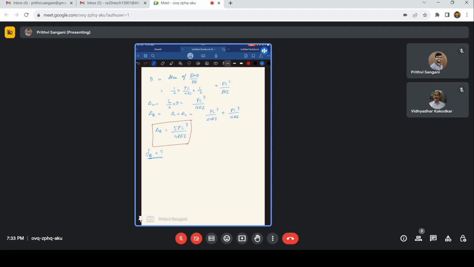But you know that capital delta B should be equal to small delta B. So I'll just equate them here. So what I'm trying to do is delta B is equal to 5 by 48 P L cube by EI should be equal to now VB L cube by 3 EI. You have this 16, L cube goes off. VB is nothing but 5P.